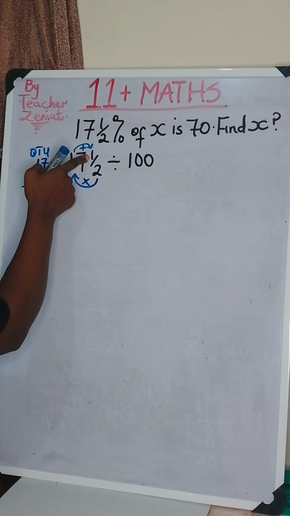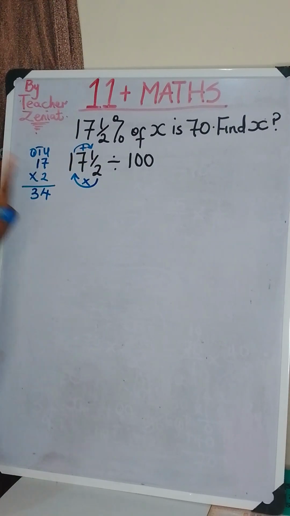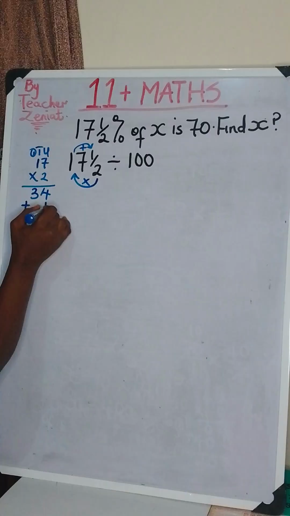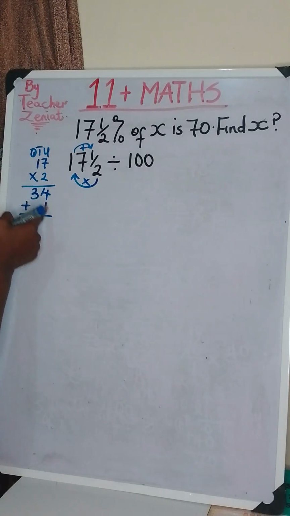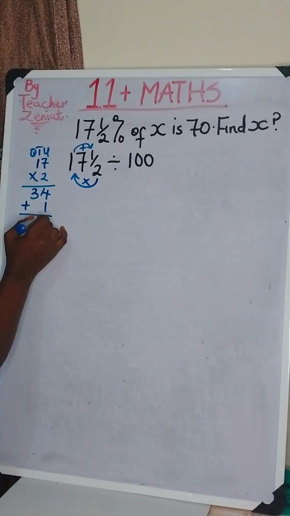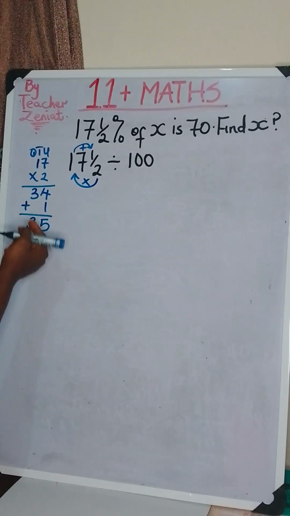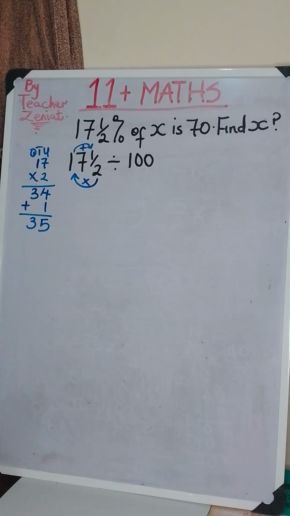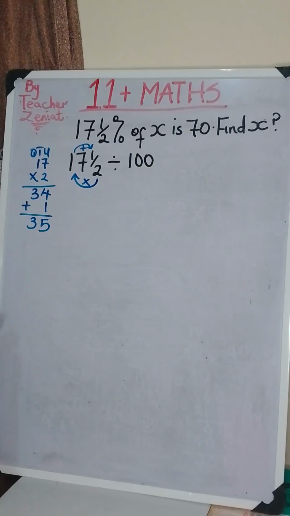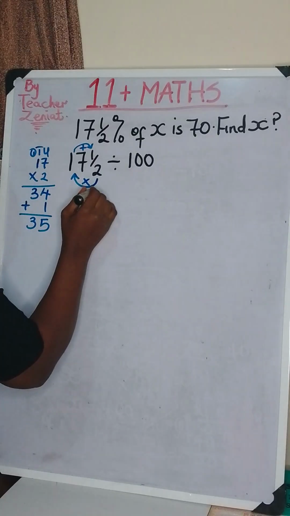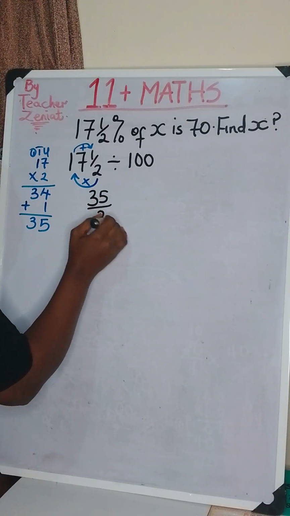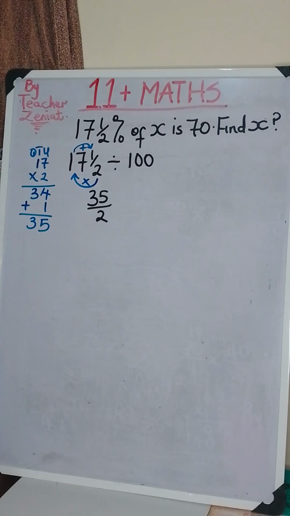Now let's not forget to add our numerator, which is the 1. So plus 1. So that 4 plus 1 will give us 5, and you bring down your 3. So here we have 2 times 17 will give us 34, plus 1, that is our numerator, and we have 35 over 2. So we have successfully converted 17.5 into an improper fraction.